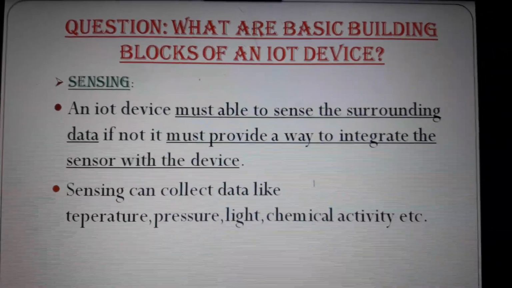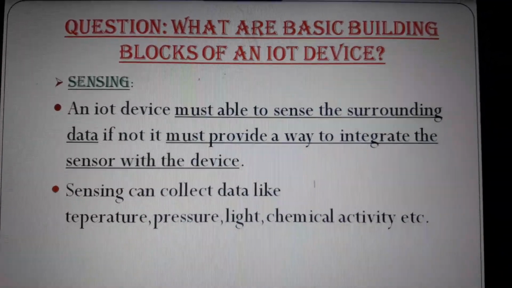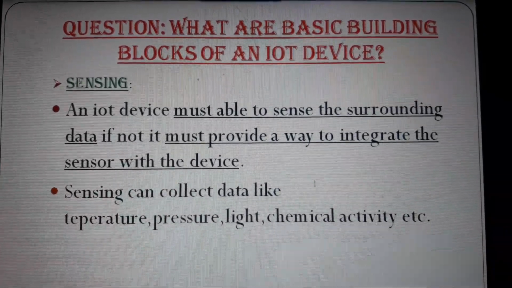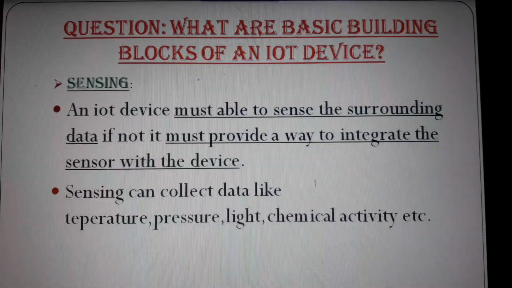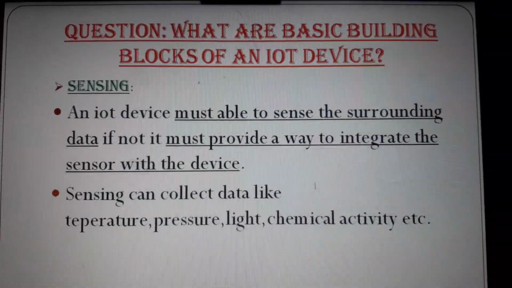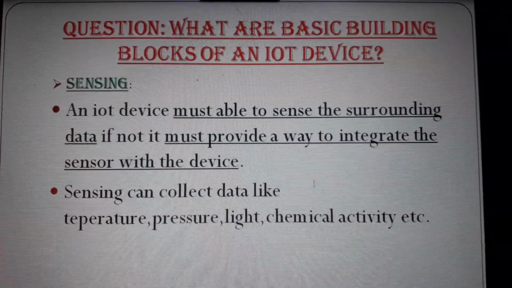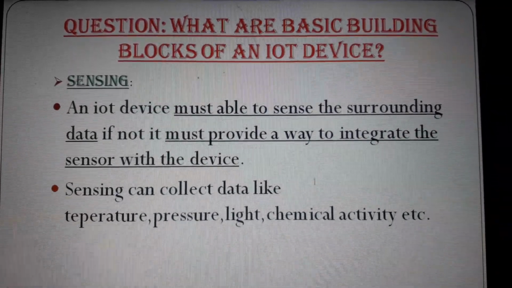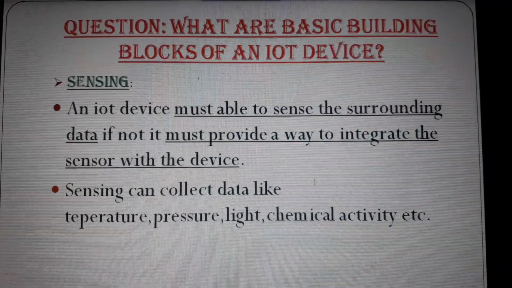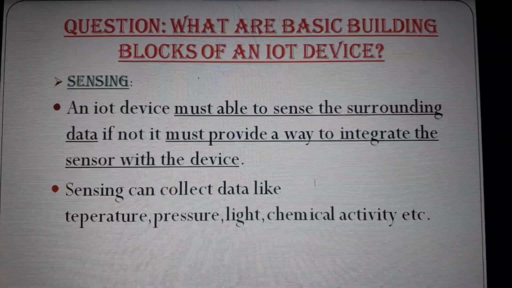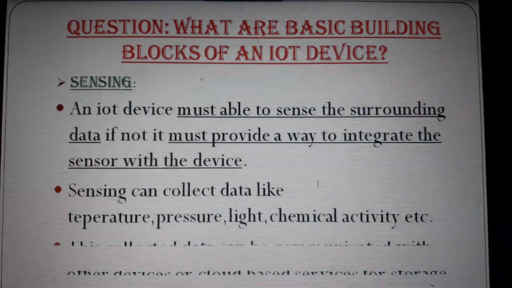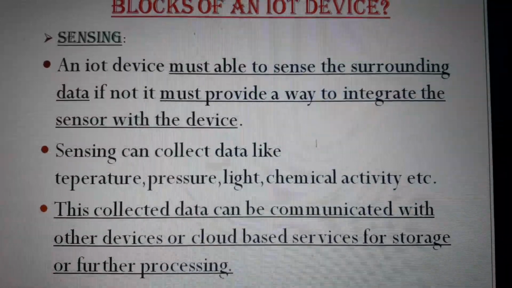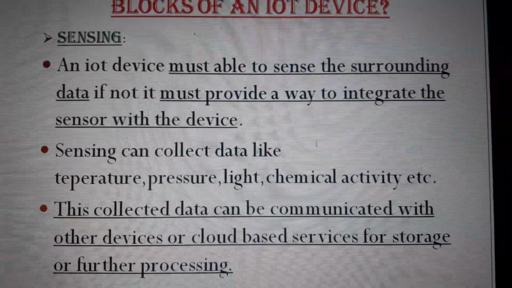Sensing. An IoT device must be able to sense the surrounding data. If not, it must provide a way to integrate the sensor with the device. An IoT device, which IoT device? Raspberry Pi, must be able to sense the surrounding data. If not, it must provide a way to integrate the sensors with the device. Sensing can collect data like temperature, pressure, light, chemical activity, etc. This collected data can be communicated with other devices or cloud-based services for storage or further processing.